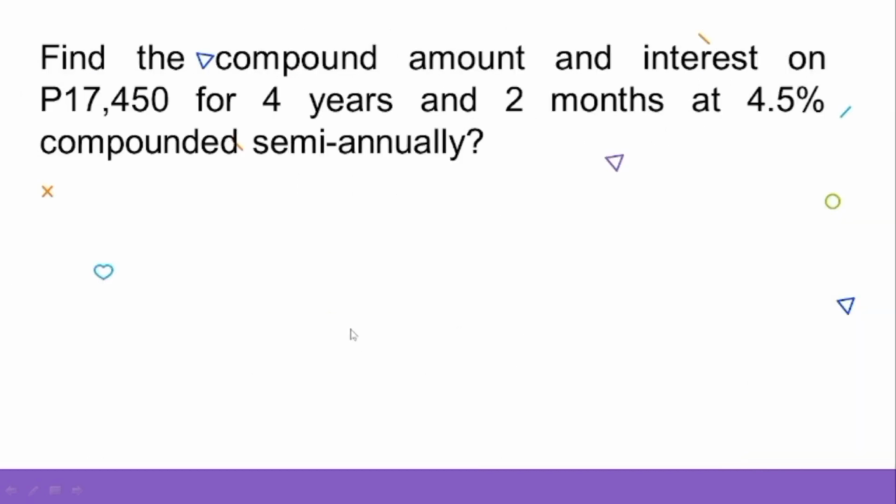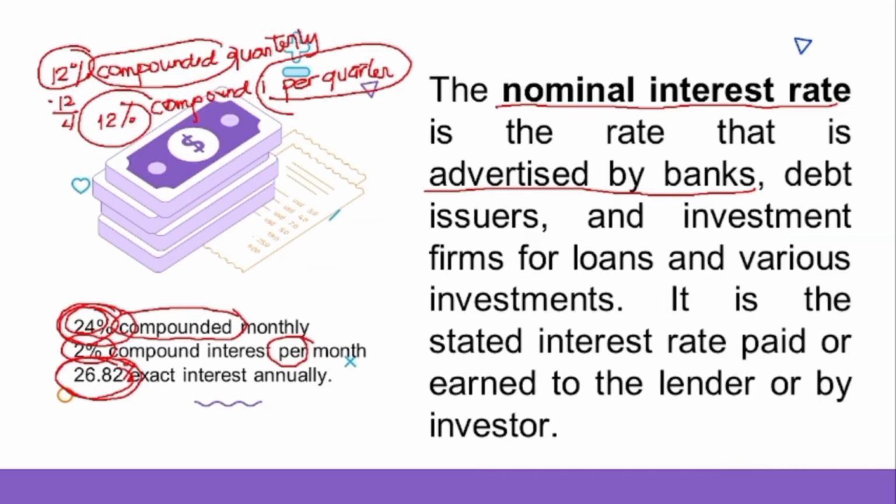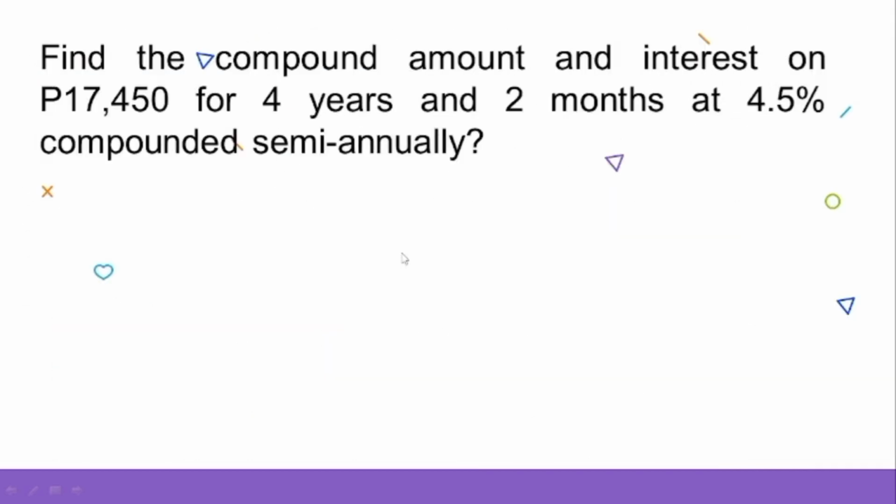Okay, so let's try to solve for the last two problems dun sa activity niyo last time. So this one, I've checked your paper, so tama naman yung ginawa natin, pero we can have another way in solving that one by first converting para makita natin yung relationship ng nominal interest rate and ng effective interest rate. We will be using this one. So find the compound amount and interest on 17,450 for 4 years and 2 months at 4.5% compounded semi-annually.